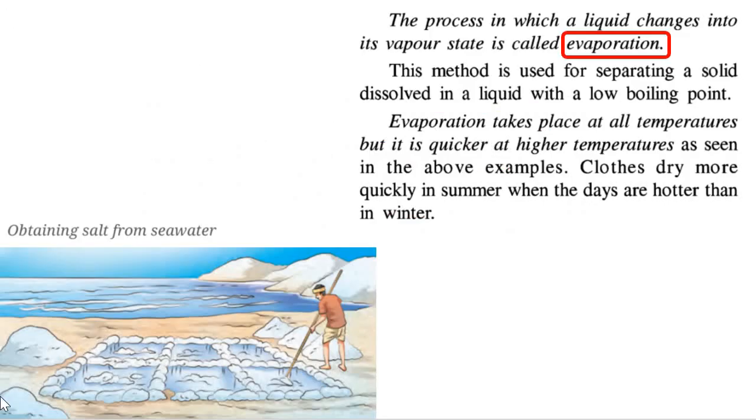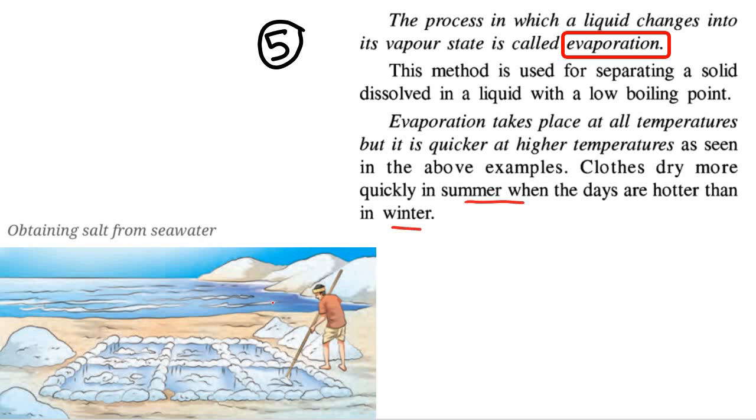Okay, so now let's move forward to evaporation. Evaporation is the process in which a liquid changes into its vapor state. This method is used to separate a solid dissolved in a liquid with a low boiling point. This is important. The boiling point should be low. You see, evaporation takes place at all times, but it is quicker at high temperatures. For example, clothes become dry more quickly in summer compared to in winter. See the effect of temperature.